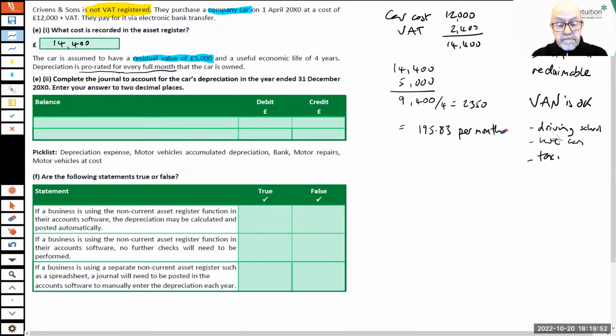So purchased on the 1st of April. So year ended 31st of December 20x0, it's just December the first year. Now, ever so many people, me included, before I started doing it this way, will calculate the number of months wrong. So let's have a quick straw poll in the chat box if we can. April to December, how many months?